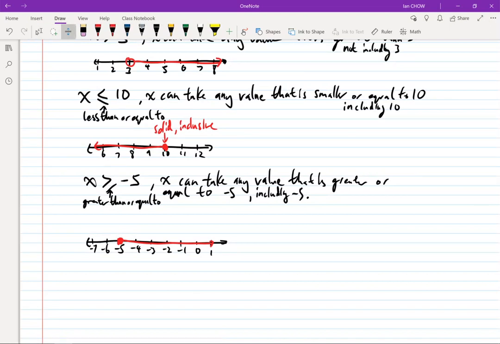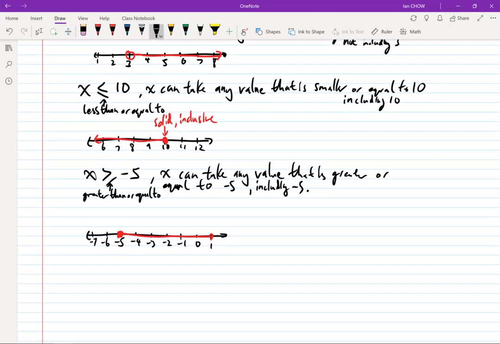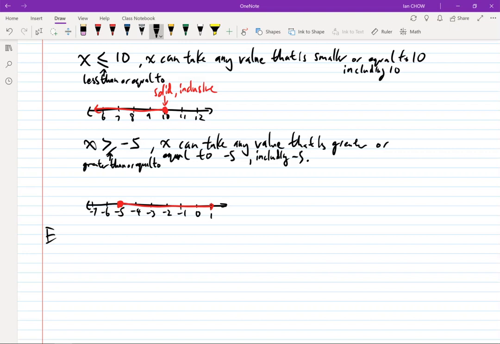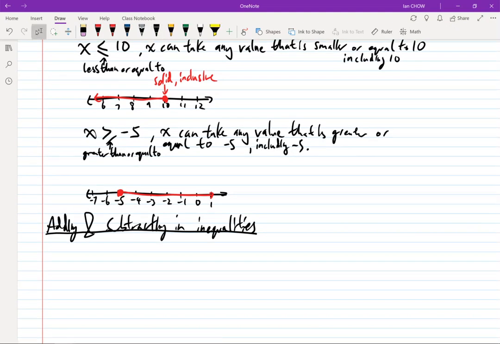So let's just say that we have an inequality, a very simple one, in adding and subtracting in inequalities. And so over here, let me just give you a very easy example. We all know that 5 is less than 10. This is a no-brainer. It's definitely less than, because there's no way that 5 is bigger than 10. This is just a given fact.